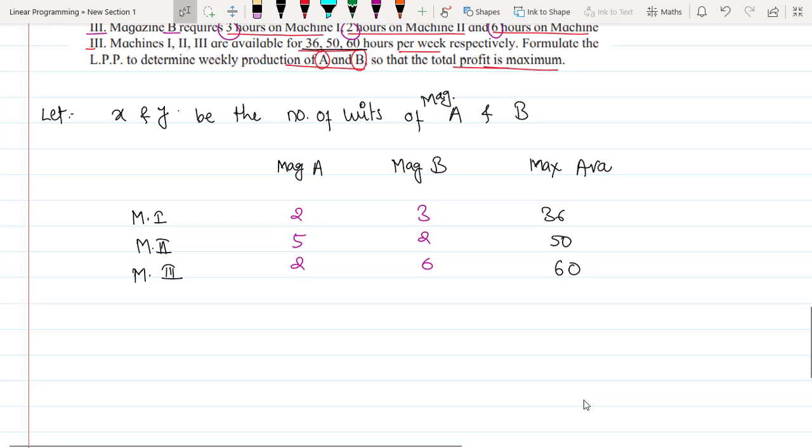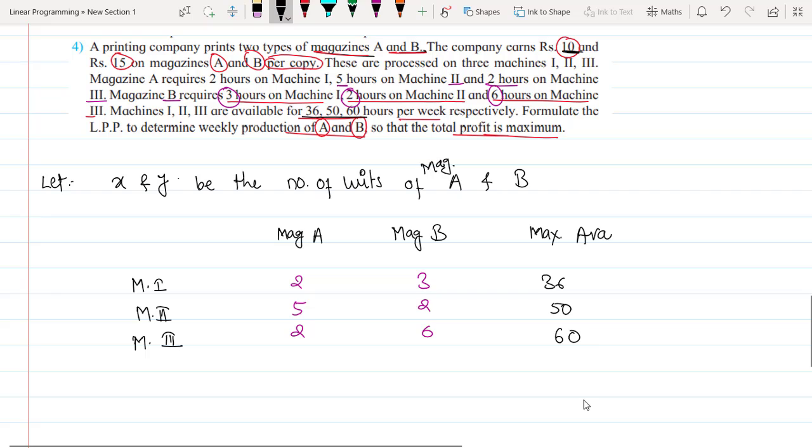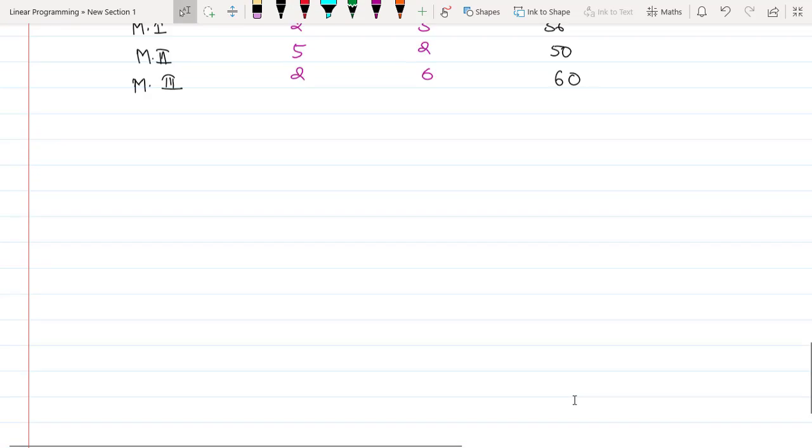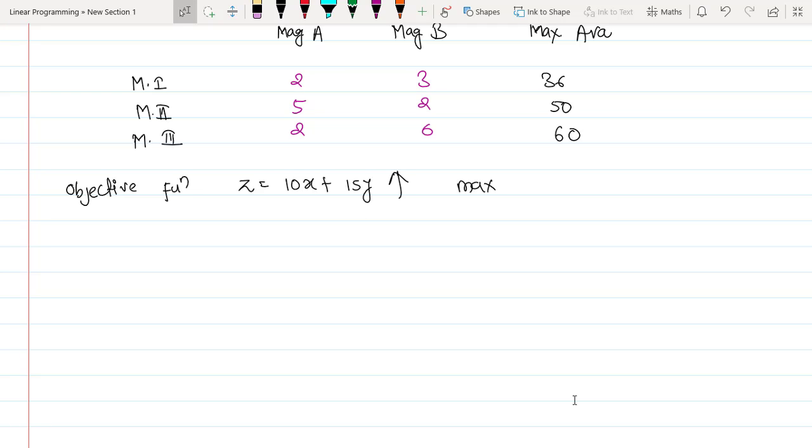Okay, so let's first get the objective function. The objective function says 10 rupees on magazine A and 15 rupees on magazine B profit. The company earns 10 rupees and 15, so 10 and 15. So the objective function will be what now? Z equals 10x plus 15y, maximize. So you have to maximize this.